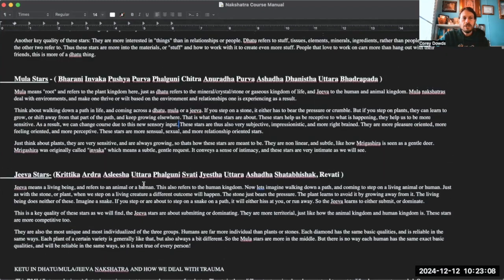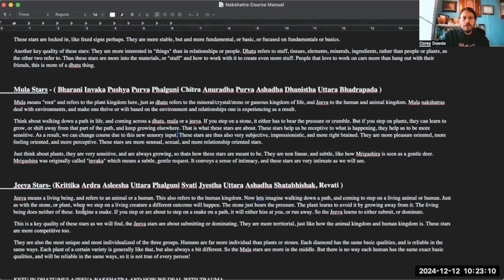And then the Jiva. Jiva means a living being and refers to an animal or a human. And this also refers to the human kingdom. So let's imagine walking on a path and coming to step on a living animal or a living human being. Just as with the stone or the plant, when you step on them, there's a different outcome. The animal is going to respond very differently. Imagine if you step on a snake, it's either going to hiss at you or run away, you know?